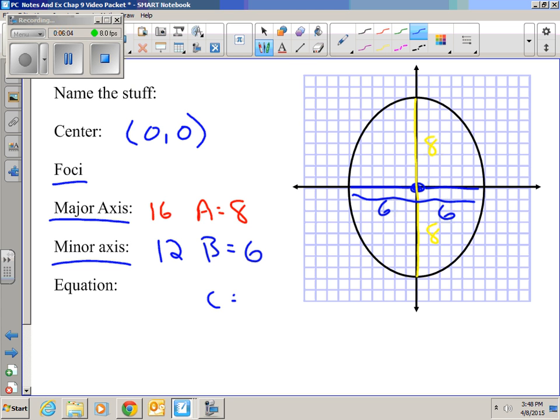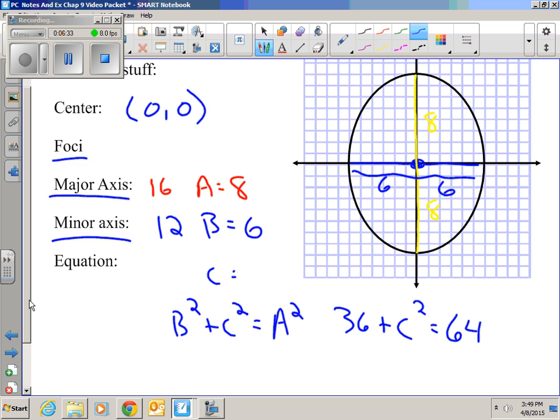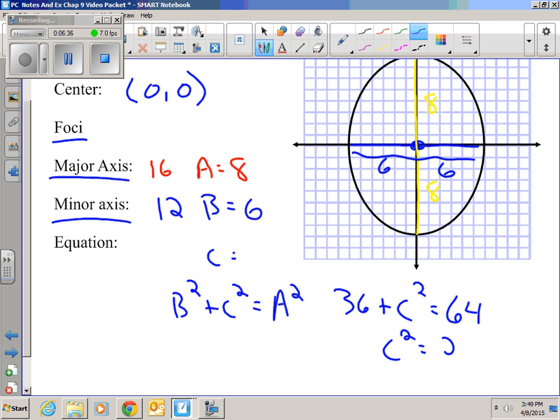Well, C, we know that B squared plus C squared is equal to A squared. Well, B was 6, so that's 36 plus C squared is equal to A squared. A was 8, so that's 64. Hey, Tara, what's 36? And what's the difference of 64 and 36? 28. So C squared is equal to 28, so C is equal to 2 root 7.